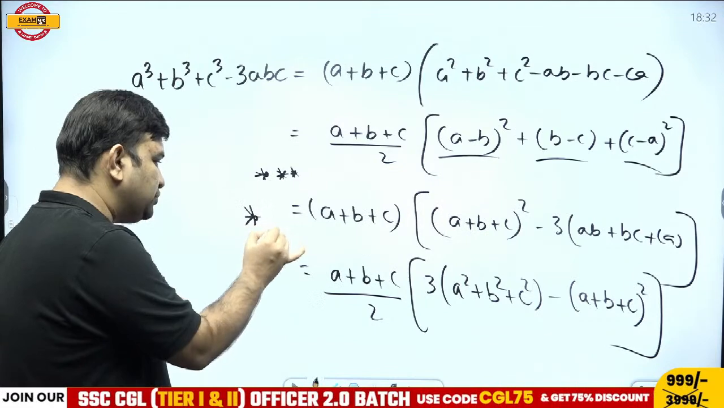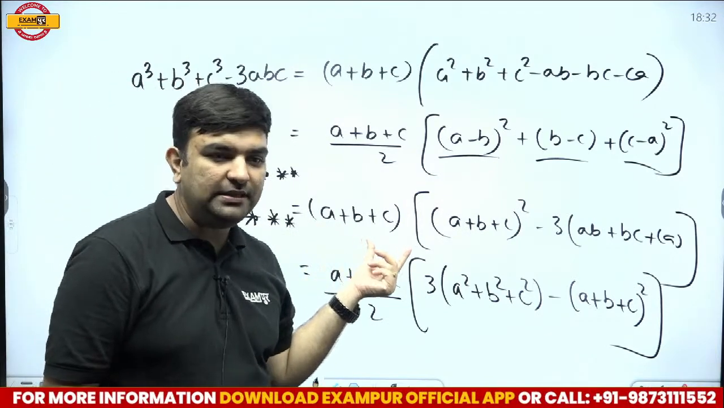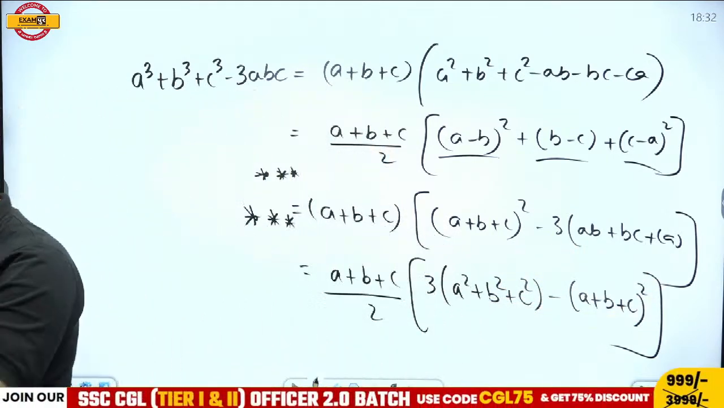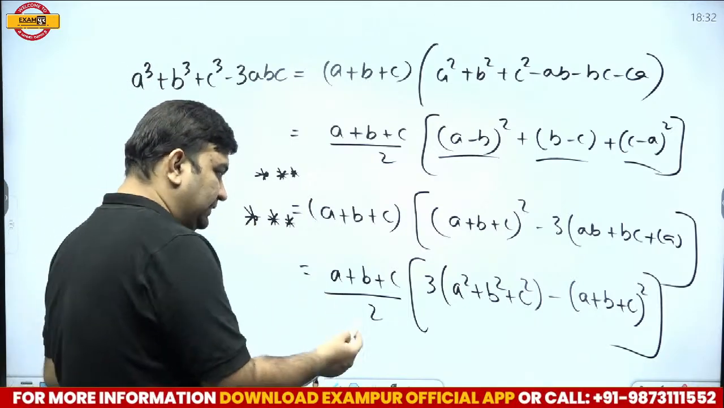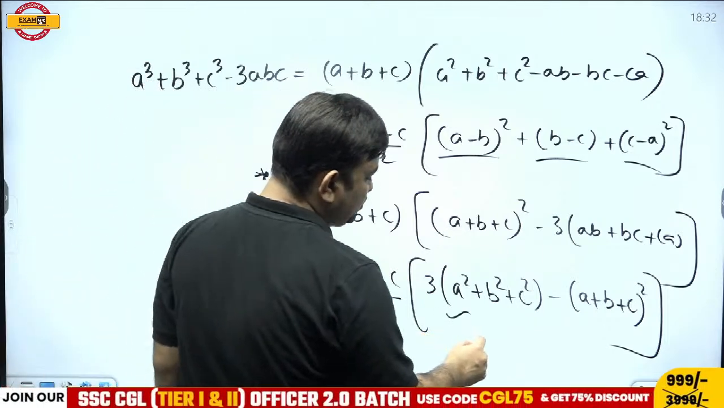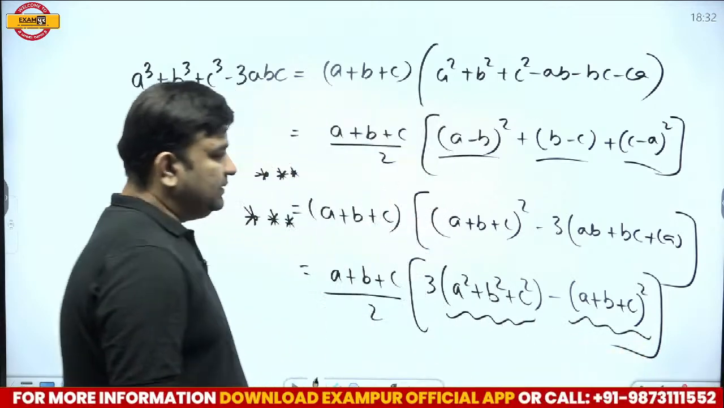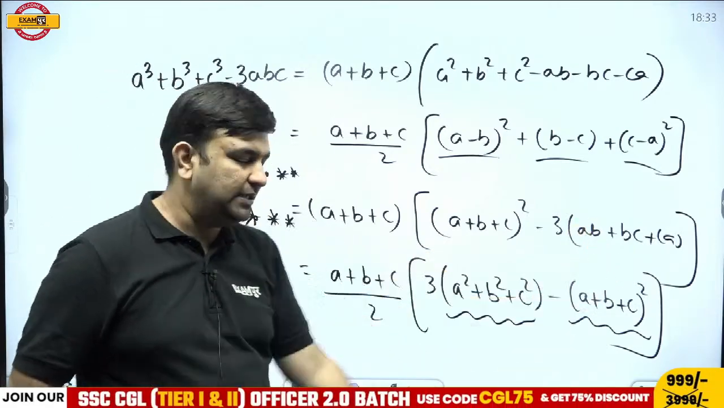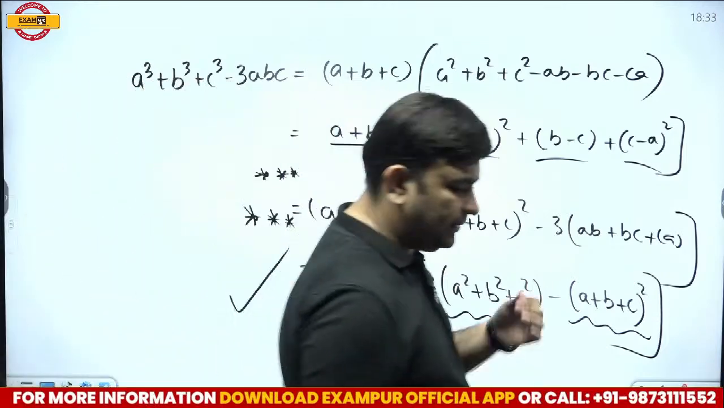This is among the best. Why? Because a plus b plus c and ab, bc, ca are required. And this is also best among the best, guys. Why? Because if sometimes a square plus b square plus c square is given and abc is given, then without making use of ab plus bc plus ca, we can find out the answer directly.